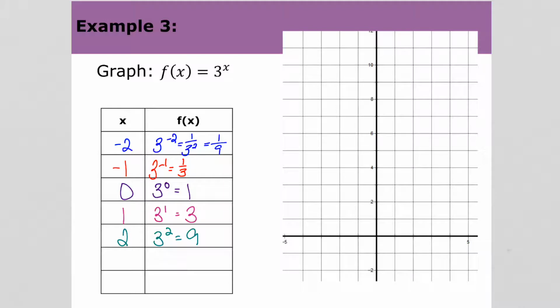So -2, 1/9 are very, very close to 0 there. -1, 1/3. 0, 1. 1, 3. And 2, 9. And connect the dots.